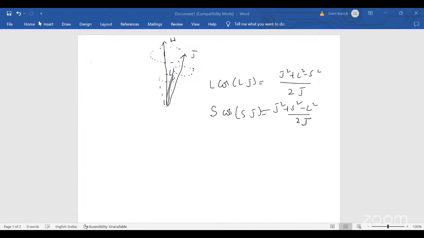The Landé g factor states the quantum numbers L, S, and J. So g_J is given by 1 plus [J(J+1) plus S(S+1) minus L(L+1)] divided by 2J(J+1). So this is what you are going to get.